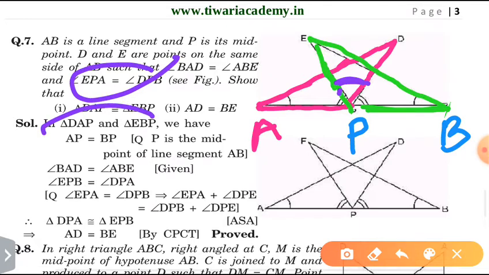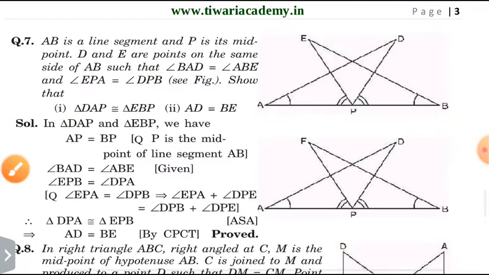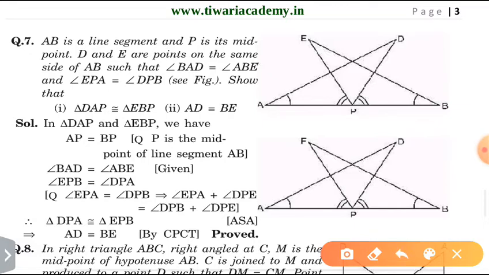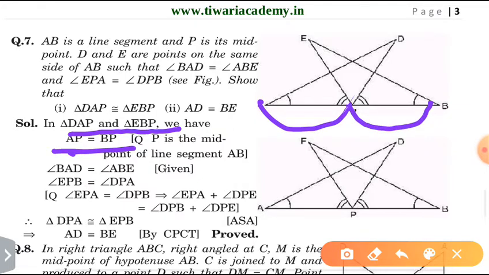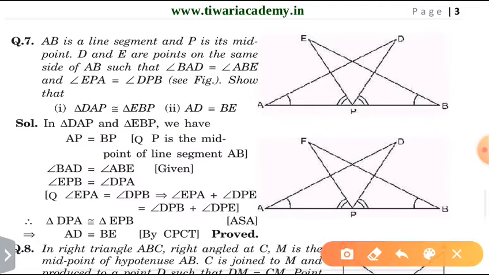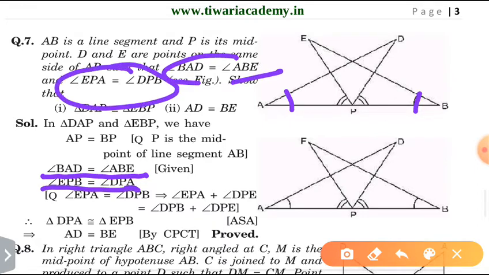Now in this triangle and this triangle, as I told you, this is the language of this question. AP equals PB, I told you earlier also, because P is the midpoint, it is given in the question. And angle BAD, this angle, equals this angle, it is also given in the question. And the third thing, this angle is also given in the question.